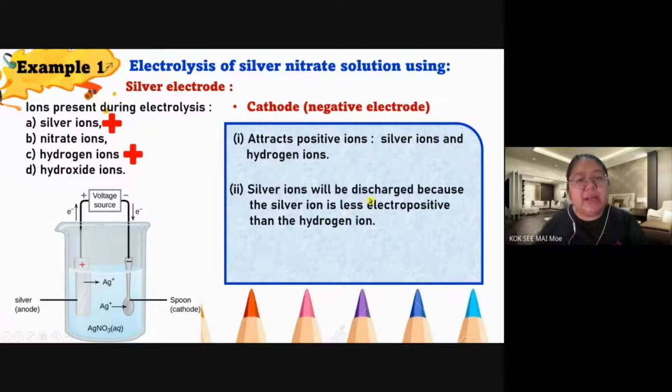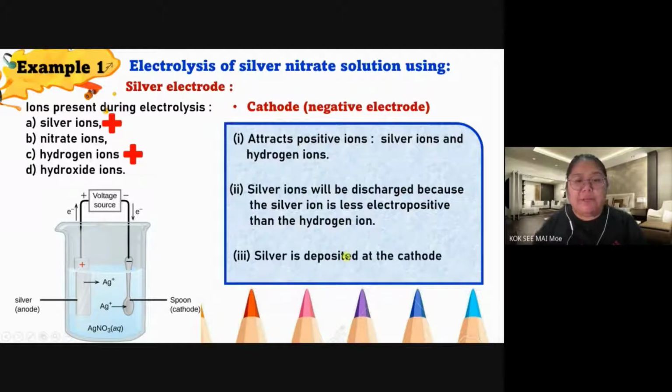Silver and hydrogen, we follow the chart. Hydrogen, below it we've got copper. After copper we've got silver. After silver we've got gold. So that means silver is below hydrogen. So for the discharge, we need to choose silver. We never choose hydrogen because hydrogen is at the top. So silver ion will be discharged because the silver ion is less electropositive than hydrogen.